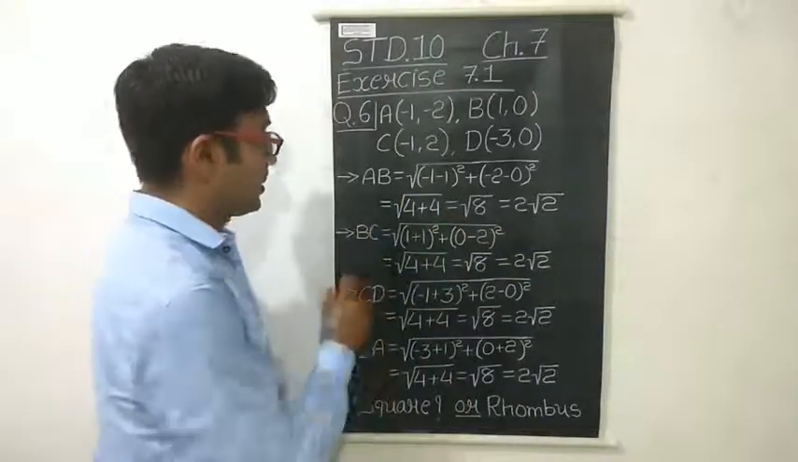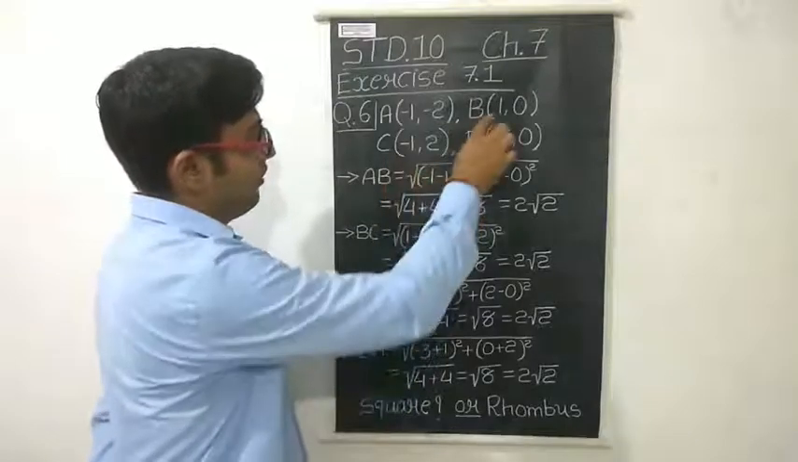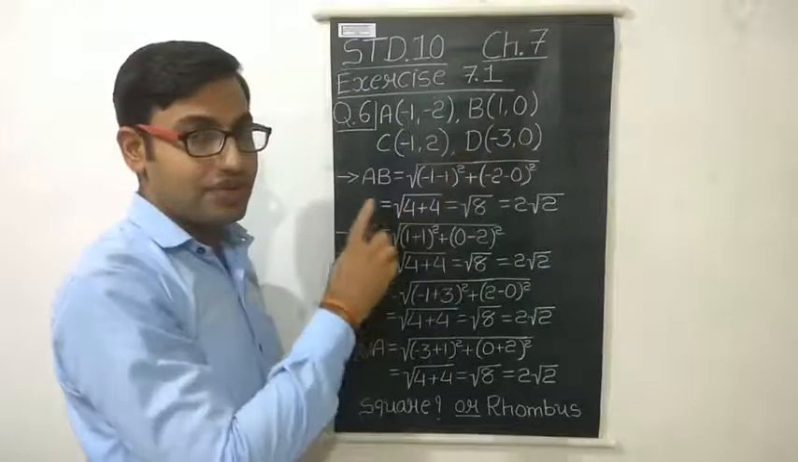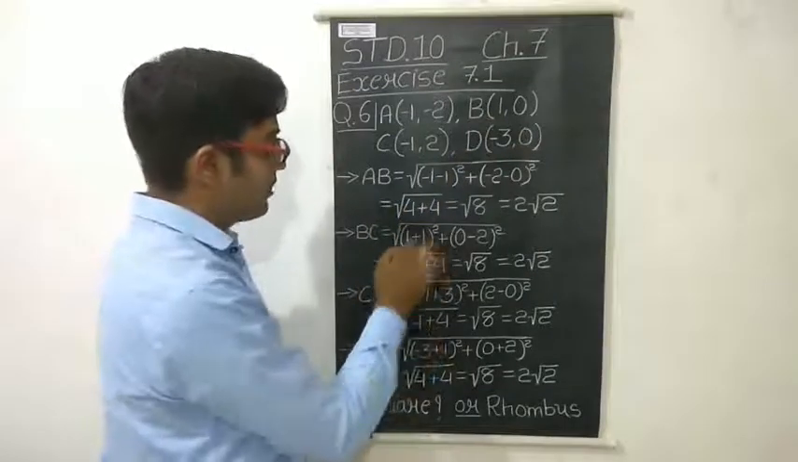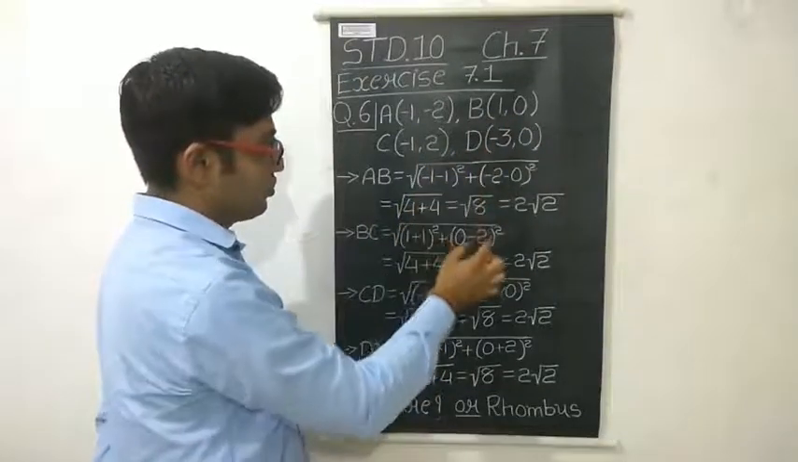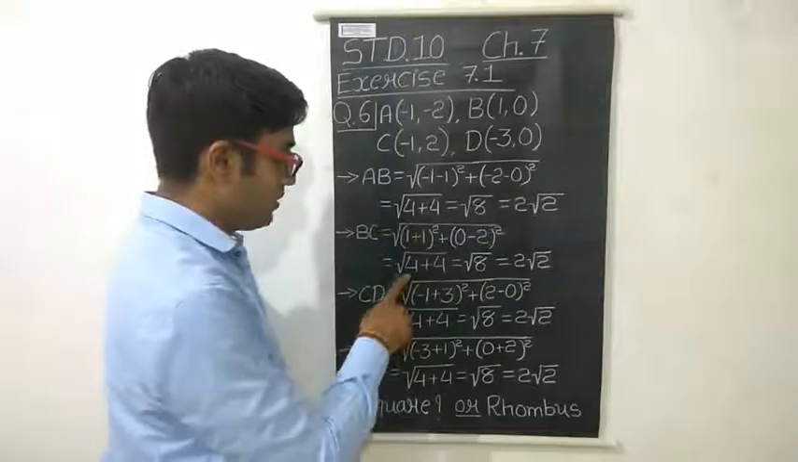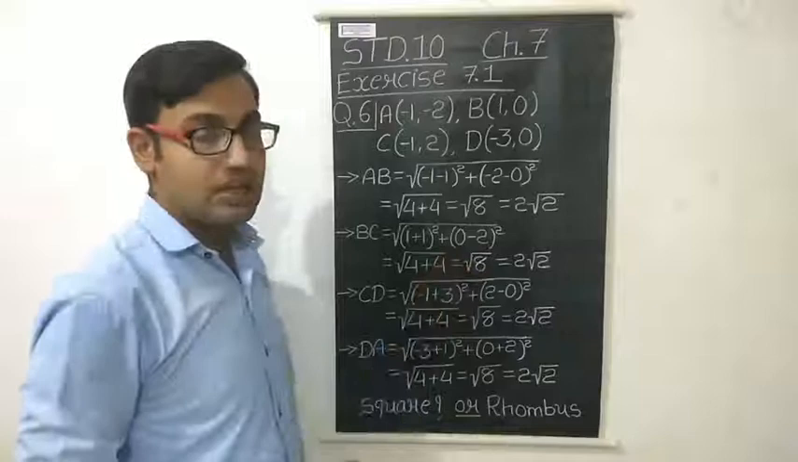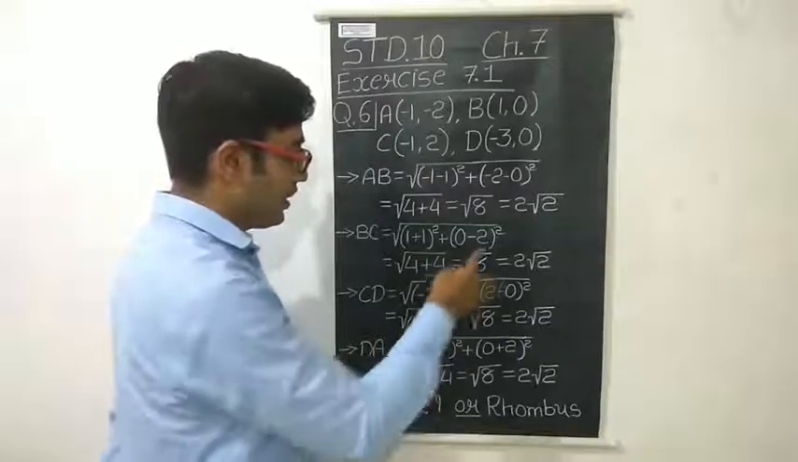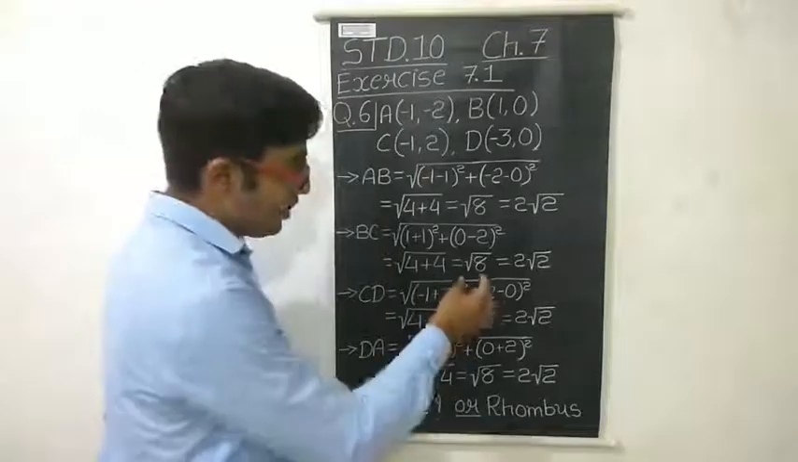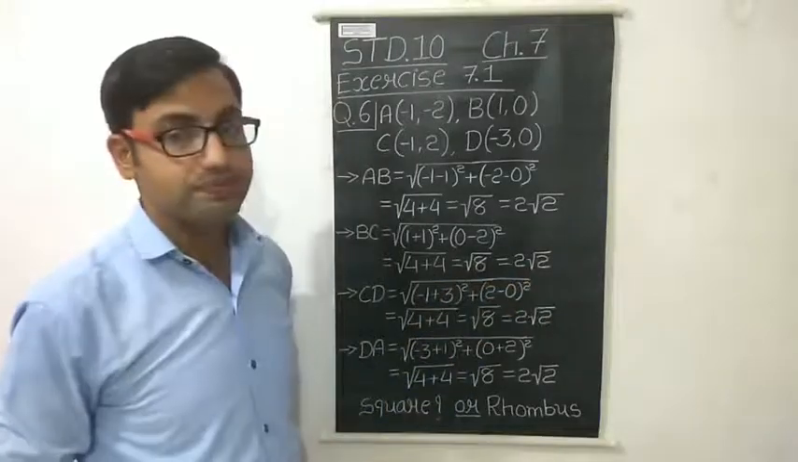Now find the BC. BC, under the square root, (1 - (-1)), that is (1 + 1) whole square, plus (0 - 2) whole square. 1 + 1 is 2, 2 square is 4. 0 - 2 is -2, -2 square is 4. 4 + 4 is what? Under root 8. Again under root 8 is 2 root 2.